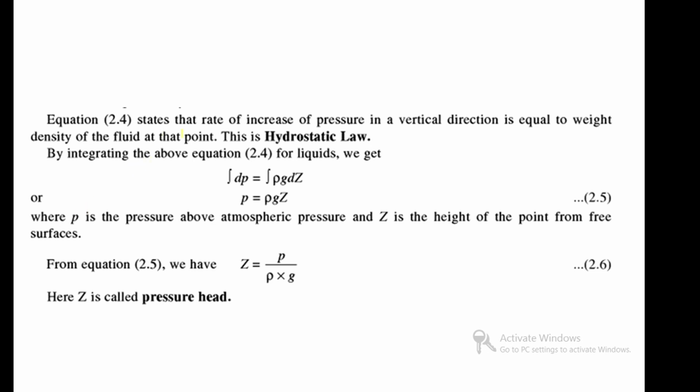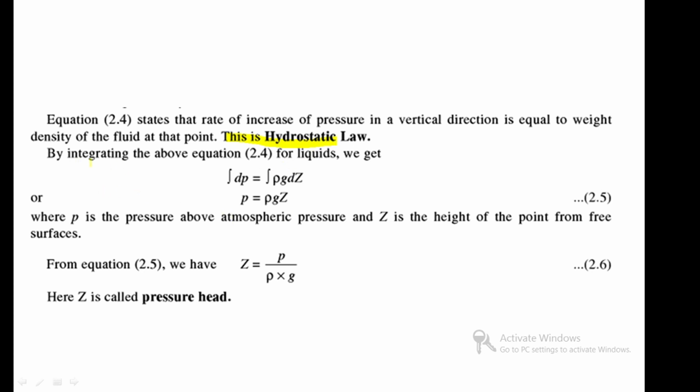Equation 2.4 states that the rate of increase of pressure in the vertical direction is equal to the weight density of the fluid at that point. This is the hydrostatic law. The increase in pressure in the vertically downward direction depends on the weight density or specific weight of the fluid.